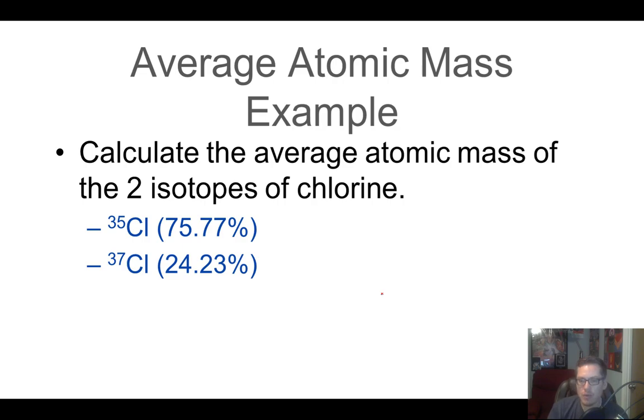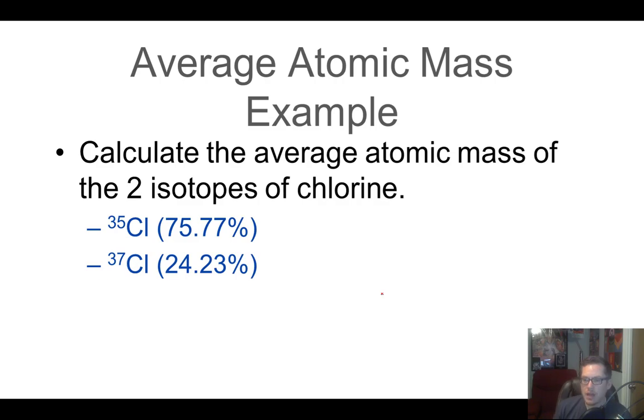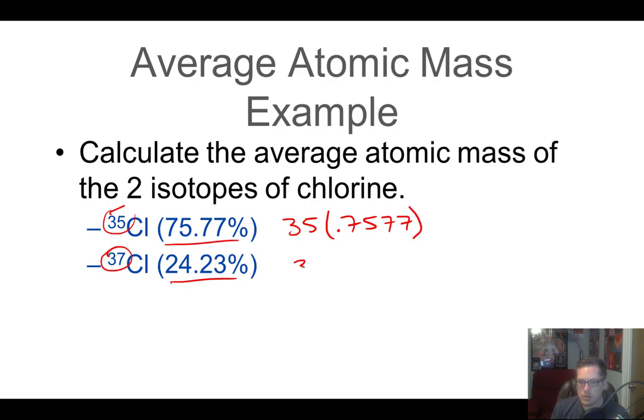All right, we'll do one more. I think there's one more on this slide. Yep. Calculate the average atomic mass of the two isotopes of chlorine. Remember, we take the mass numbers, 35 and 37, multiply them by our percentages divided by 100. So we take 35 times 0.7577 and 37 times 0.2423, and then add these up.